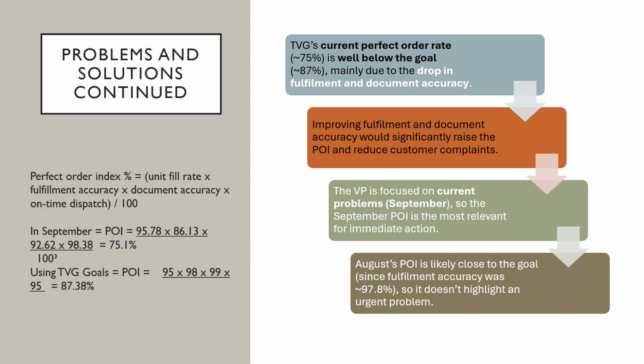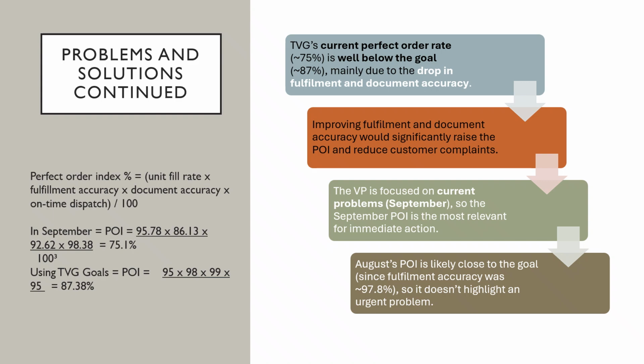It's also worth noting the difference between August and September. In August, fulfillment accuracy was still quite high at around 97.8%, so the POI was much closer to the goal. By contrast, September's dip in accuracy pulled the index down sharply, making September the more urgent focus for management action.